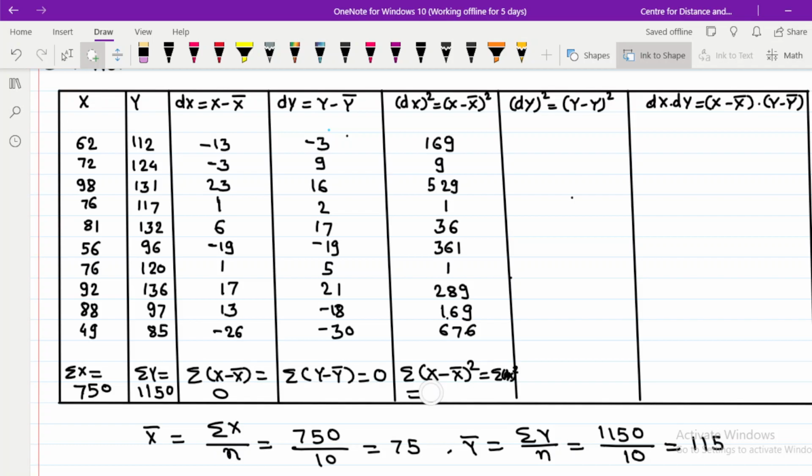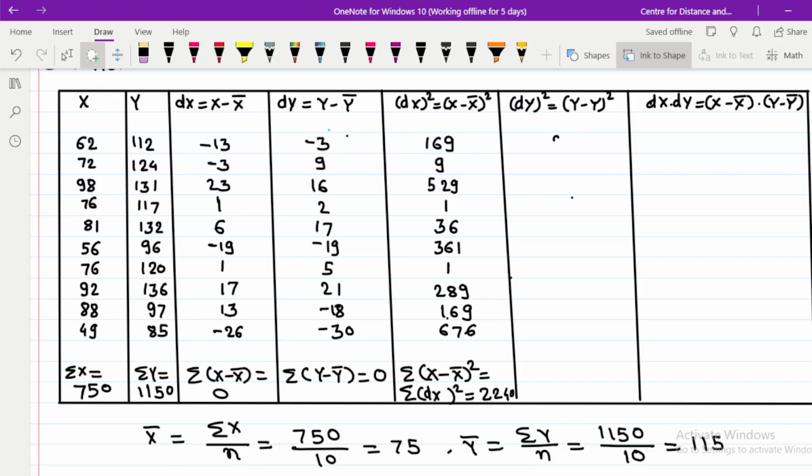Here we calculate summation x minus x bar bracket square, that is summation dx square, which is equal to 169 plus 9 plus 529 plus 1 plus 36 plus 361 plus 1 plus 289 plus 169 plus 676, which gives 2240.